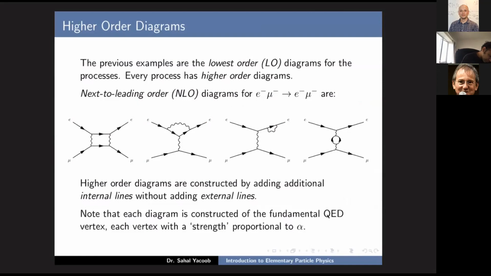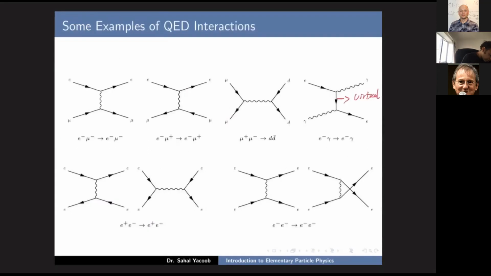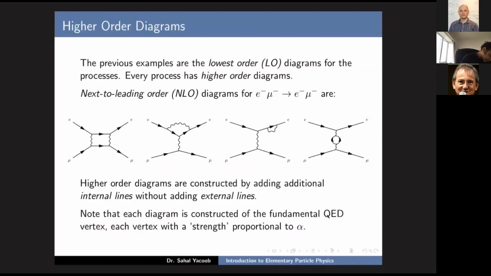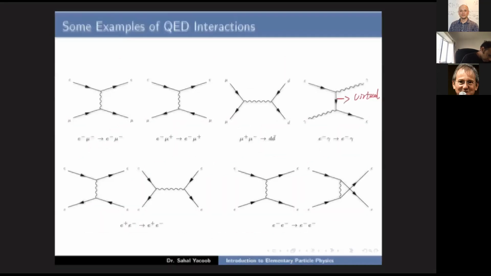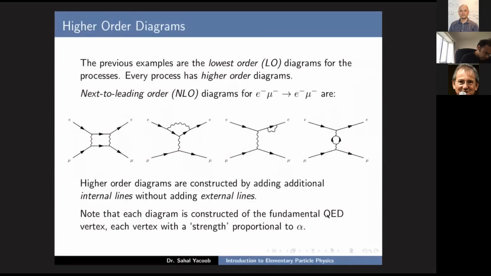Right, so let's look at the initial state. In all of these diagrams, it's an electron and a muon, just like here. Let's look at the final state. Also an electron and a muon, just like here. So quantum mechanically, these are valid ways for us to start with an electron and a muon and transition to an electron and a muon with different momenta. So all of these processes contribute, and they're made up of just adding more of that same vertex, two lepton lines and a photon.